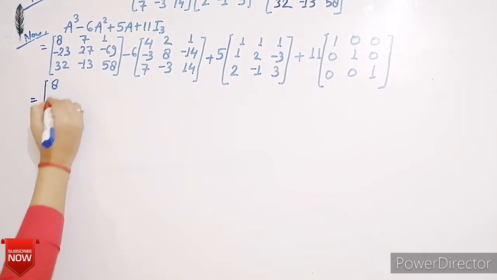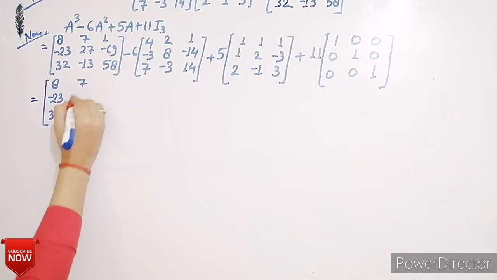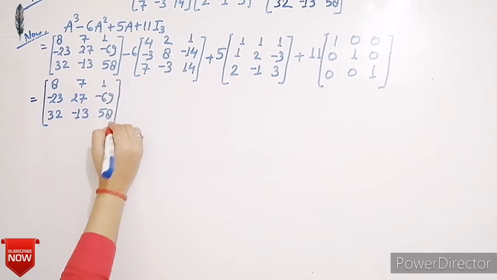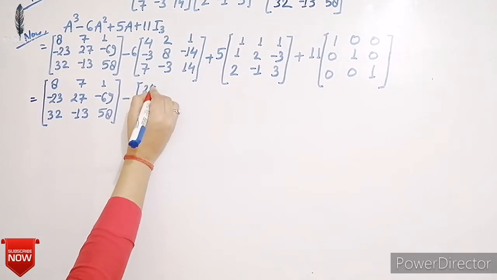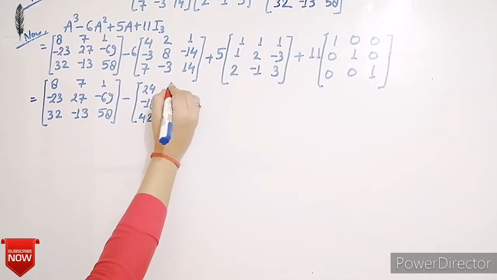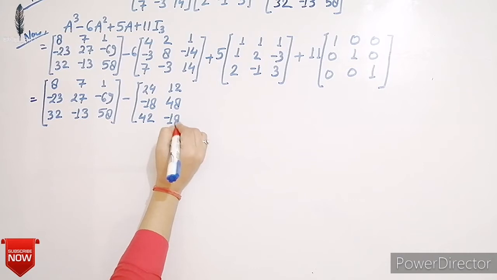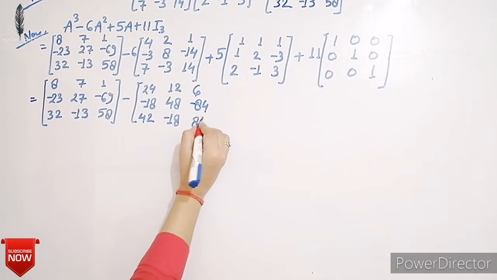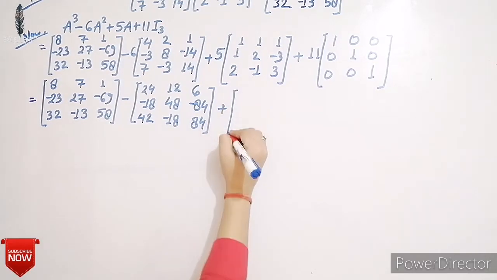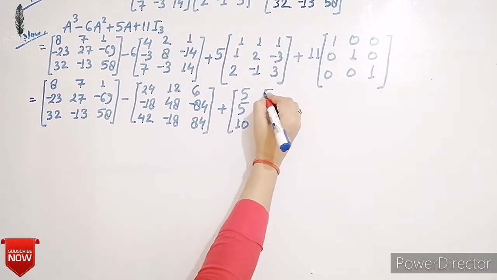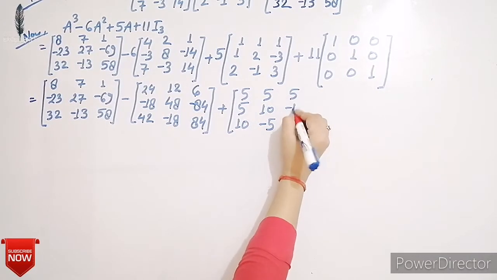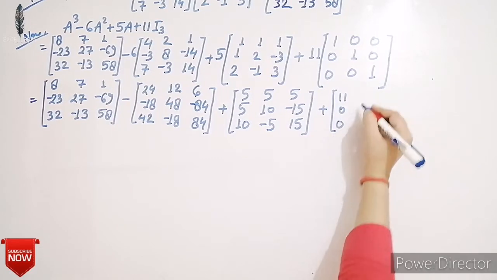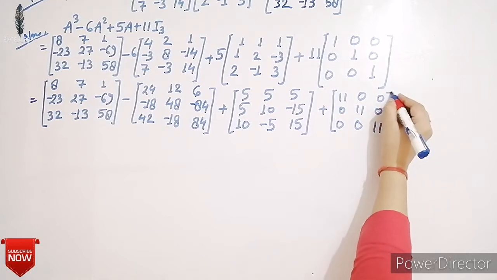On solving, here we have [8, 7, 1; -23, 27, -69; 32, -13, 58] minus, on multiplying by 6, [24, -18, 42; 12, 48, -18; 6, -84, 84], plus, multiplied by 5, we have [5, 5, 10; 5, 10, -5; 5, -15, 15], plus, on multiplying by 11, [11, 0, 0; 0, 11, 0; 0, 0, 11].